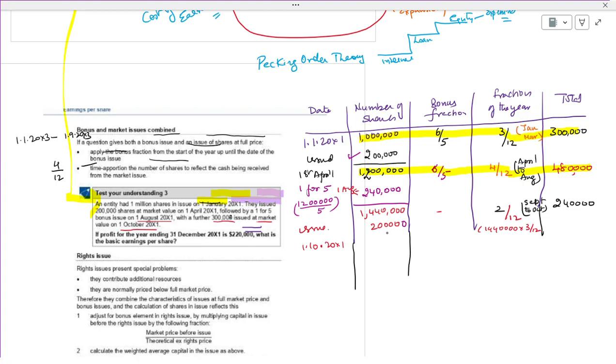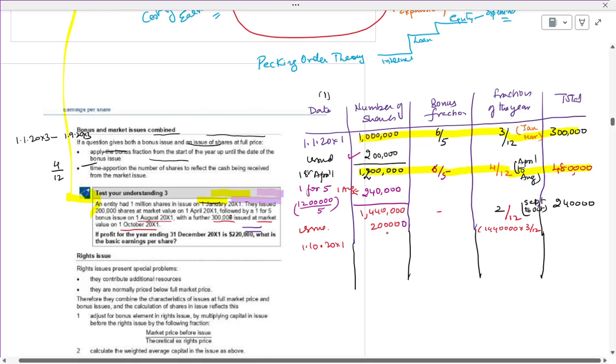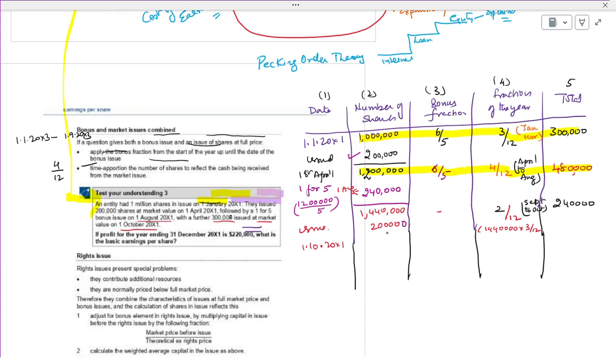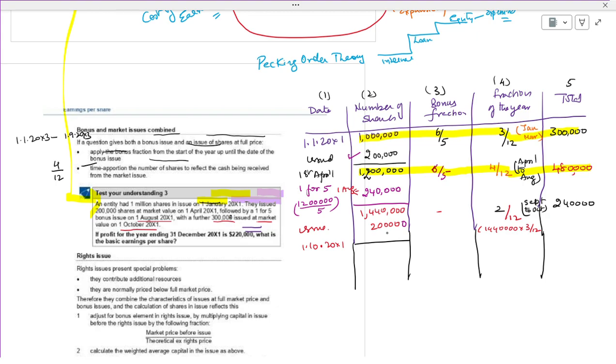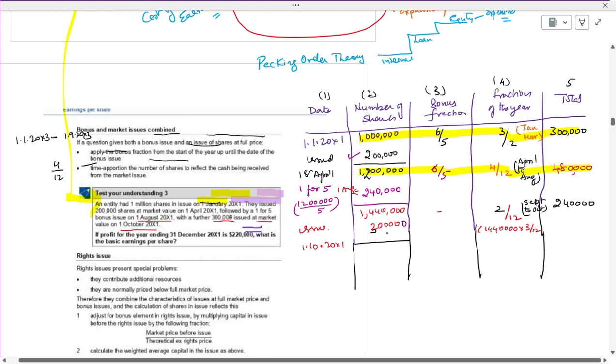By that time you focus on column number 4. Okay, continuity has to be there. January to March, April to August, September to October. Now how much have you issued? This much. How many shares have we issued? 1740. Is it right? 1740.